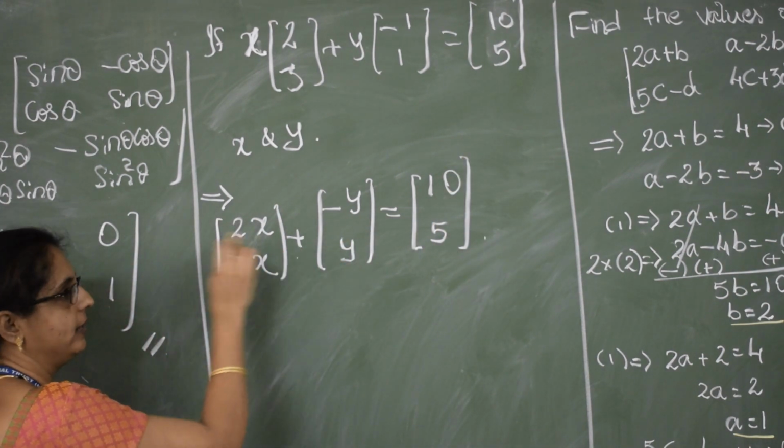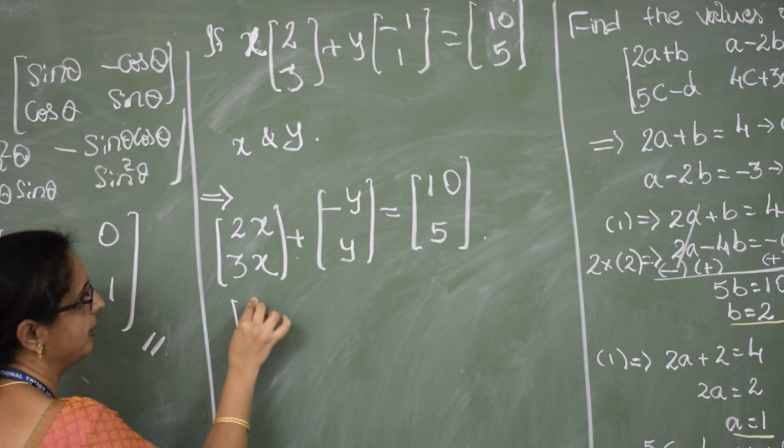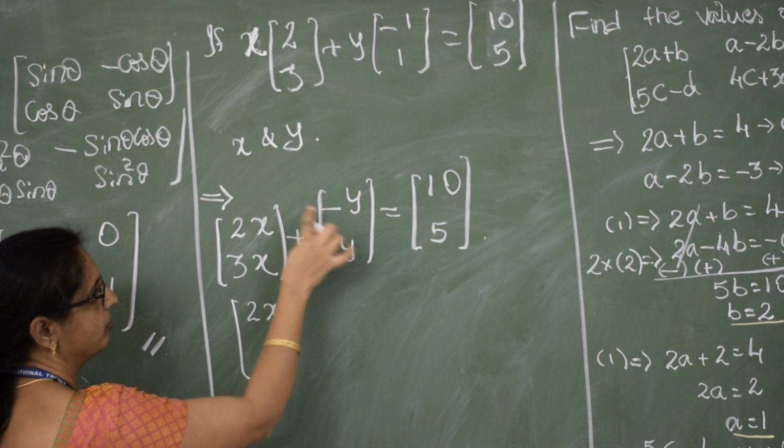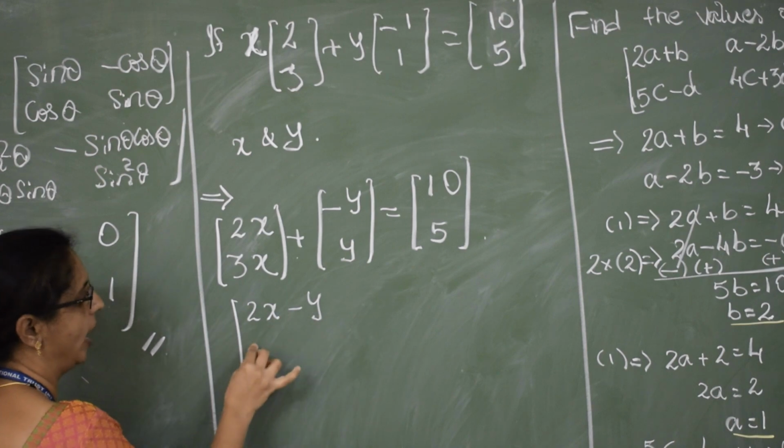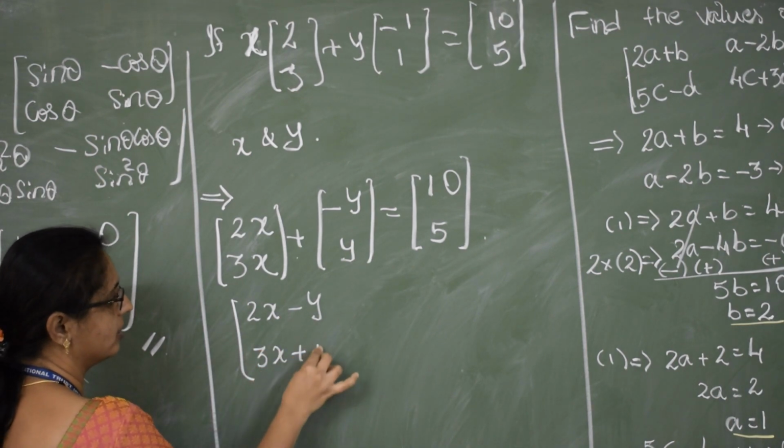Now I am going to operate this addition. What happens? 2x plus into minus becomes minus y, 3x.